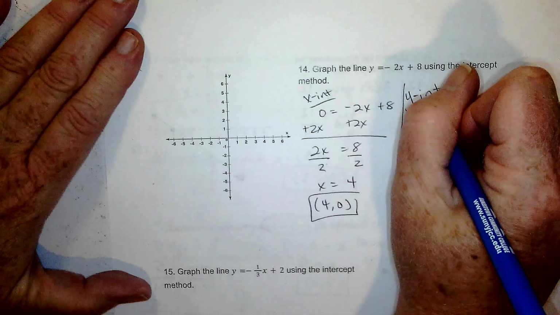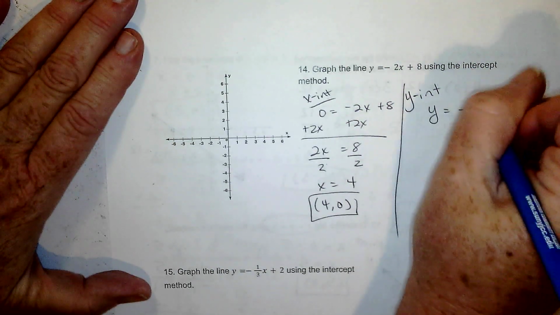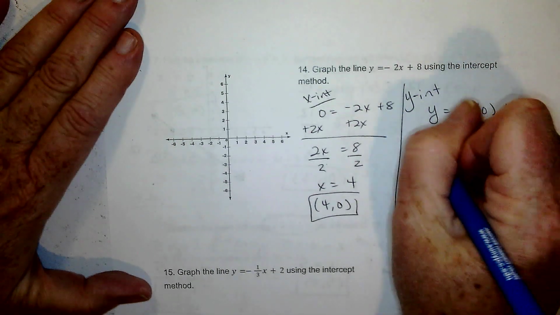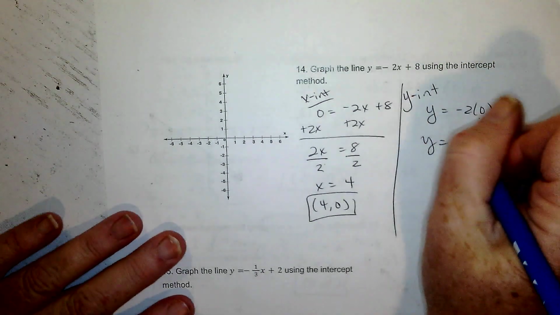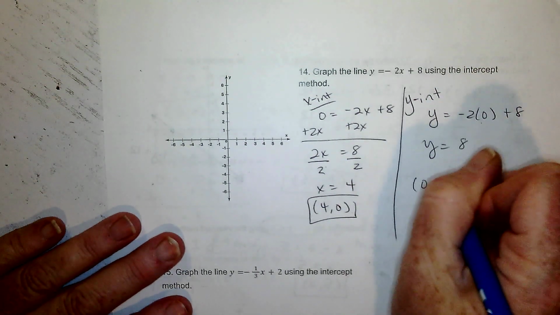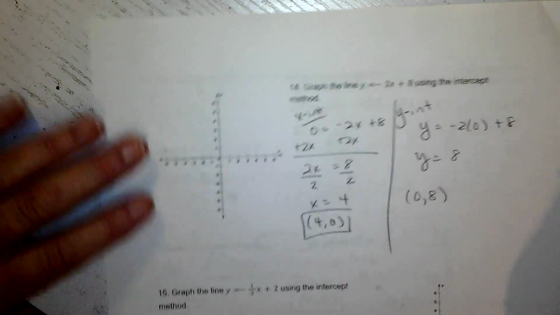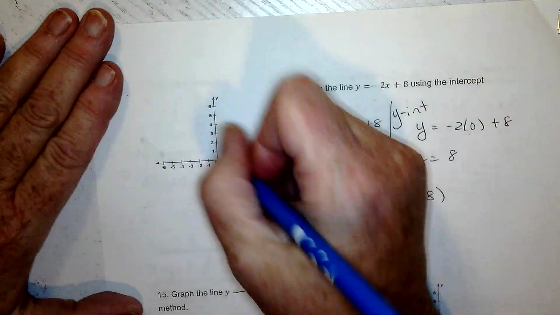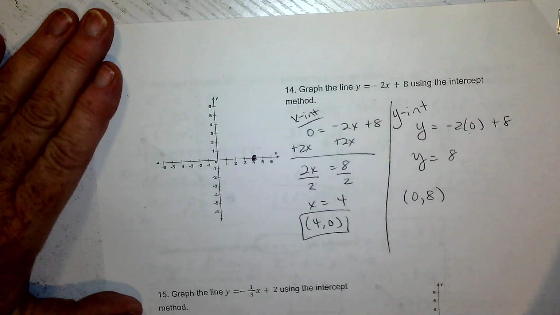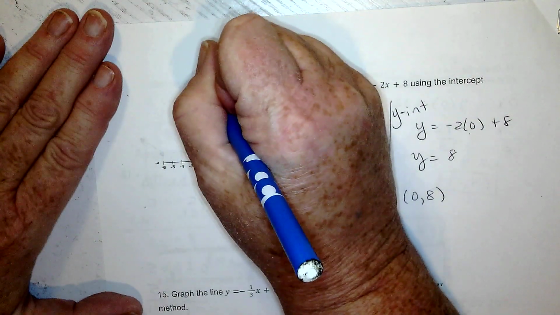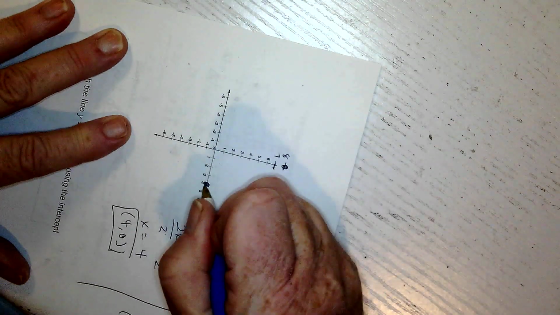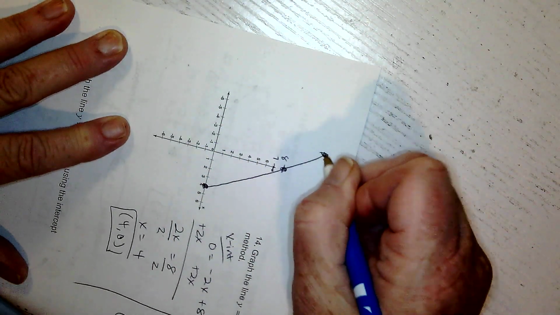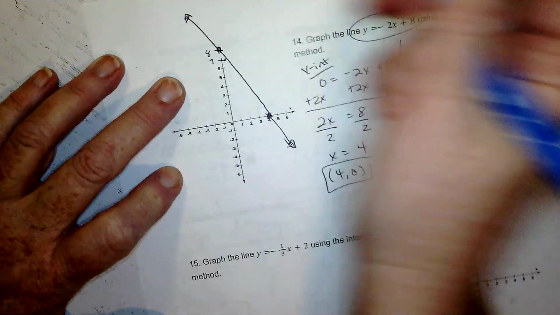For the y-intercept, I have to let my x equal 0. Negative 2 times 0 is 0, plus 8 is just 8. So (0, 8) is my y-intercept. Plot your points, (4, 0) and (0, 8). I just need a little bit more space for that. Connect the dots. Keep going in both directions with arrows. And then name your line.